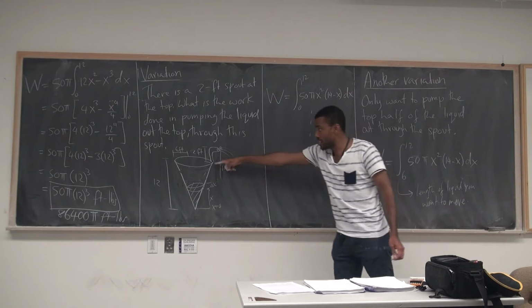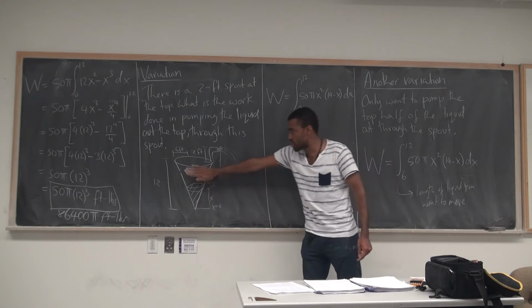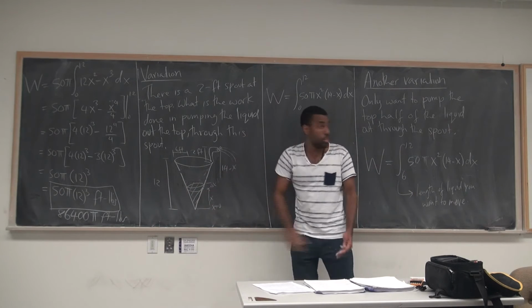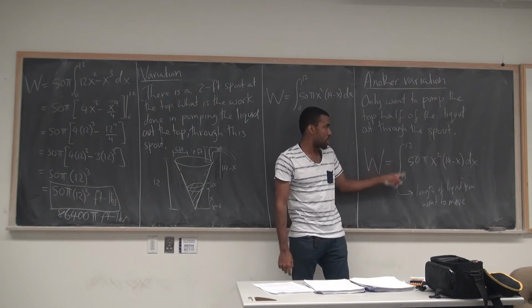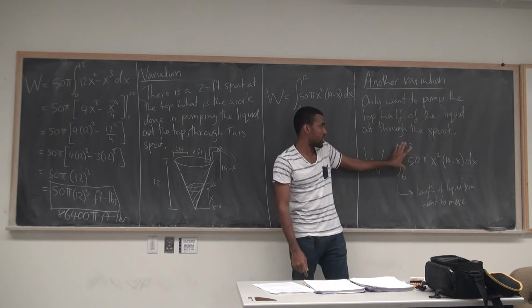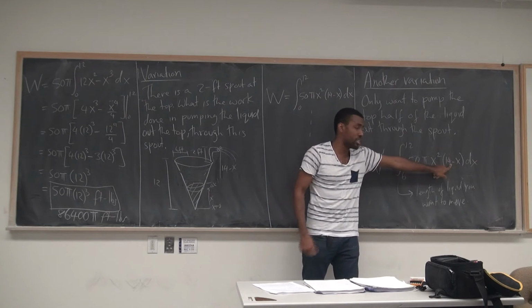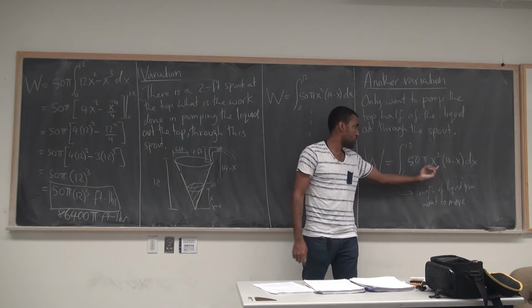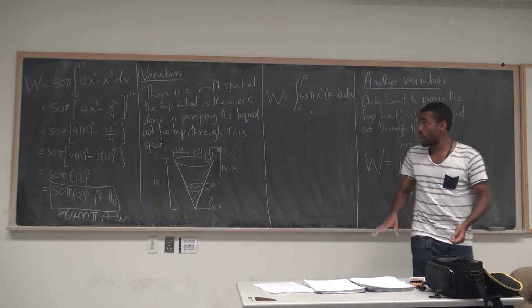So if I do things like add a spout, the only thing that will change is my distance. If I do things like restrict what part I want to move, the only thing that will change is the limits on my integral. Every part of this integral means something. The limits on your integral describe this and only that. This describes the distance you're moving, and this describes your volume times density. So be aware of that.